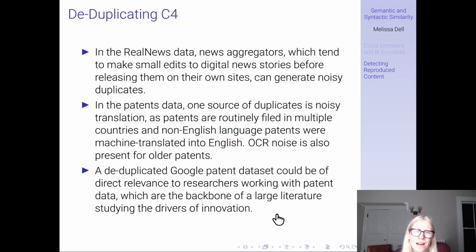So in the data set that we trained this model on, it was abridgment from historical newspapers that had to print it in a given amount of space. It was OCR errors. In Real News, this is digital news. There's no OCR errors here, but websites are churning them out, and they're making edits to appeal to their audience. In the patents data, most of the noise is from things like machine translation.